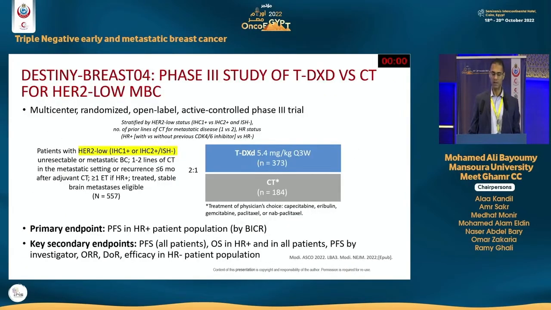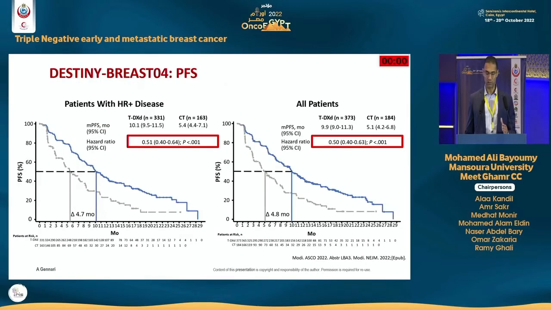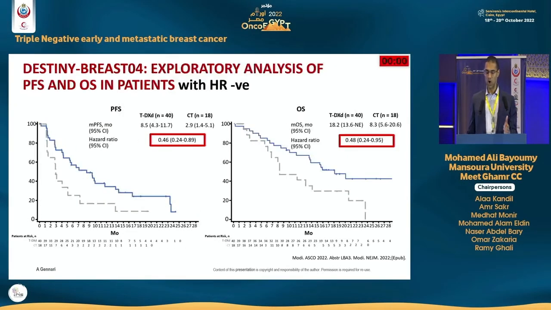In the DESTINY-Breast04 study, this group of patients was randomized to receive T-DXd versus chemotherapy, and here you can find a very nice improvement in progression-free survival, either in the hormone-positive breast cancer patients or in the hormone-negative breast cancer patients. I think we will have in the future a very nice improvement by using this molecule early in the treatment of our patients.